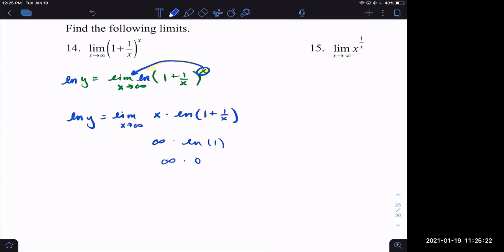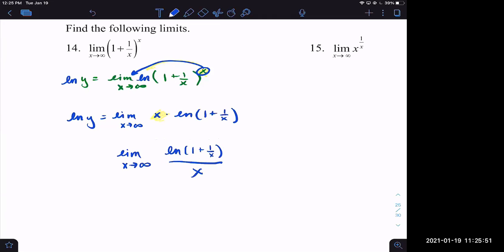L'Hopital's rule, I need it to be a fraction. So I need to move one of those two functions to the bottom. How could I move one of those two functions to the bottom so I could write it as a ratio? How could we move the x to the bottom? Yeah, just do a negative exponent. So I'm going to think, okay, well, what if I had natural log of this on top divided by x? I want it to be a function divided by a function.